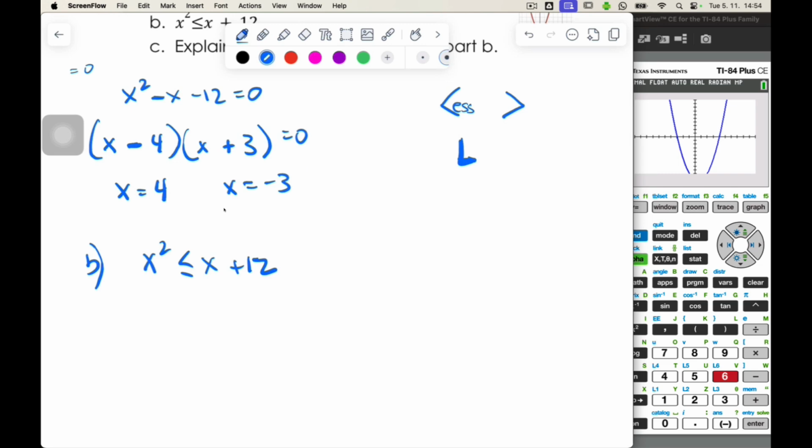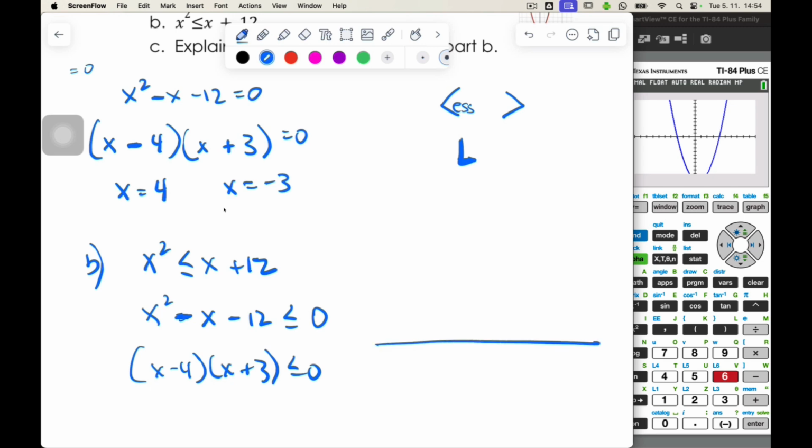And so what I'm going to do is treat this like an equal sign, and pretend it is equal. So I'm going to subtract the x, subtract the 12, and I have less than or equal to 0. And again, I'm going to factor: x minus 4 and x plus 3 less than or equal to 0. Now here's where it changes. If I think about my number line, I know that one of my solutions was x equals negative 3, and the other x equals 4.